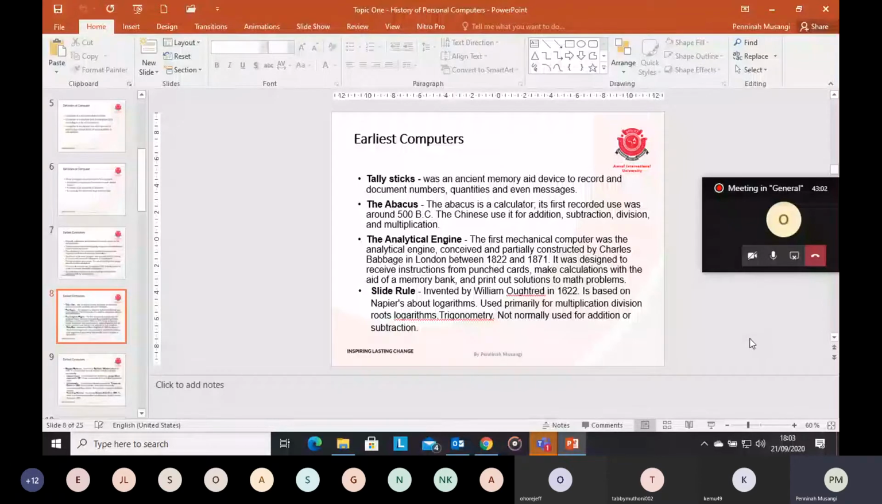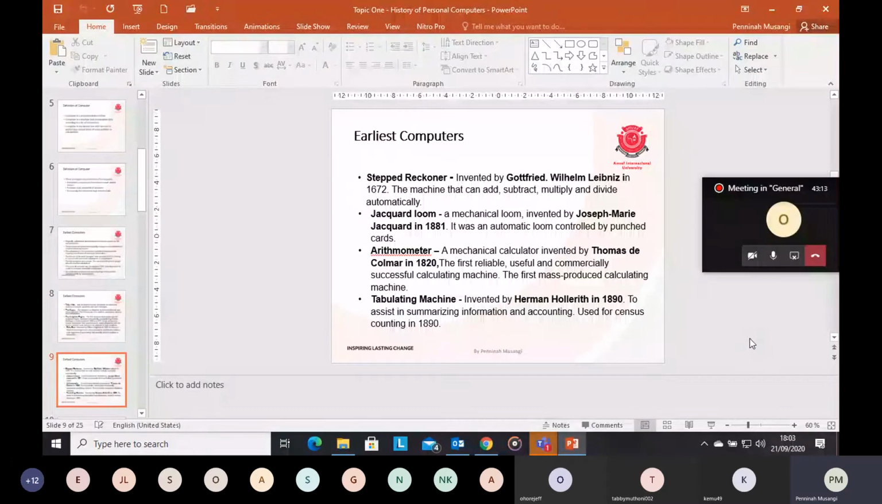But one shortcoming with the slide rule is that it could not add or subtract. Then another form was the stepped recorder, which was invented by Godfrey in 1672, and it was a machine which could do mathematical expressions like addition, subtraction, multiplication, and division. And one thing with this machine is that it could do this automatically. So the issue of automatic calculations came in.